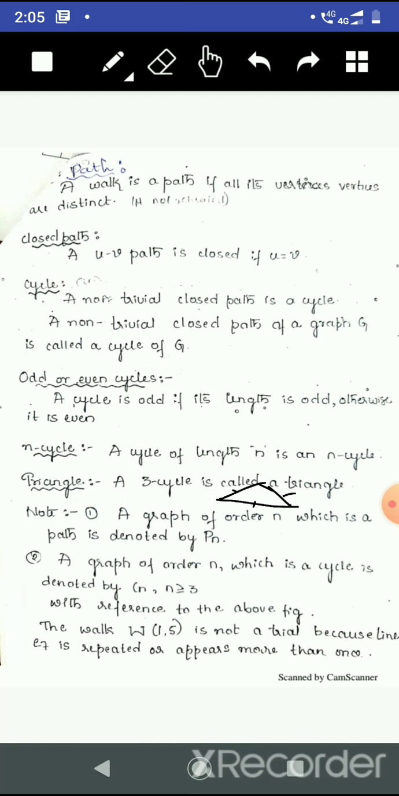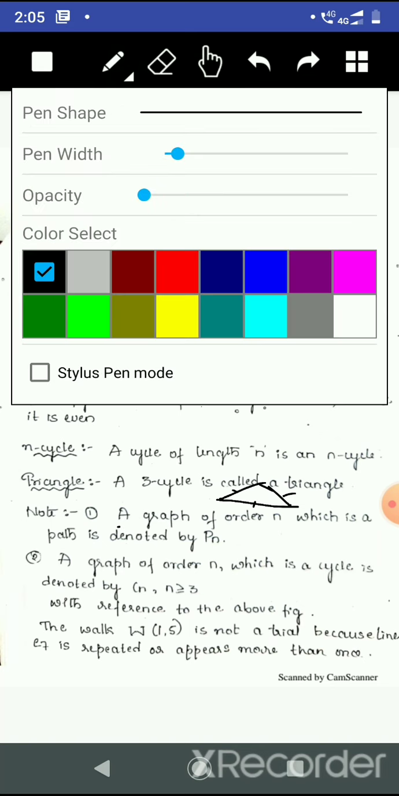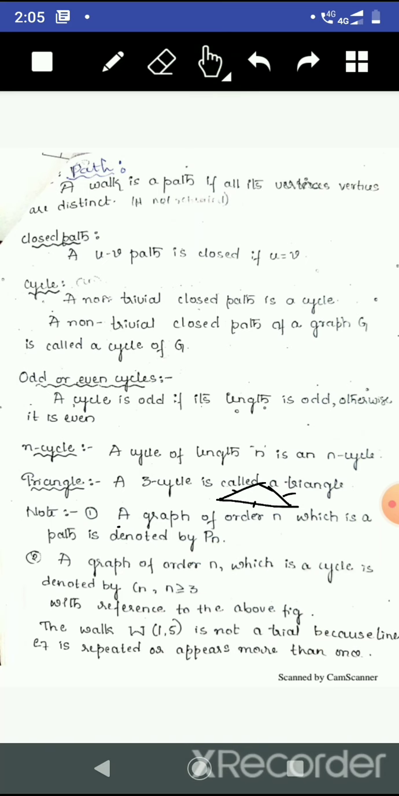Note 1. A graph of order n which is a path is denoted by Pn. If the graph contains n vertices and is a path, it is denoted by Pn. A graph of order n, with n vertices, which is a cycle is denoted by Cn. So a path is denoted by Pn, and a cycle is denoted by Cn.